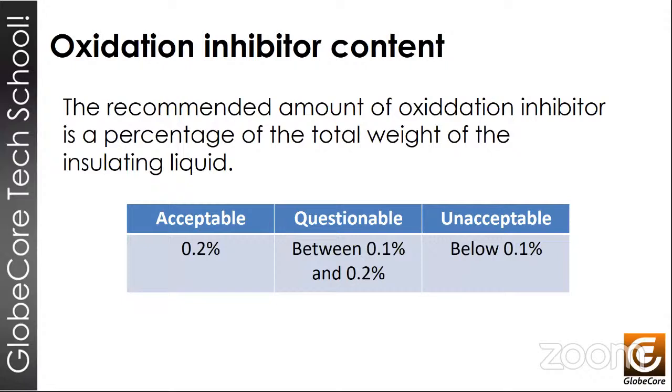And remember that we calculate the amount of inhibitor based on the weight of the oil. It's important to remember that the density of the oil is close to, say, 0.87. So the weight of 100 liters of oil is approximately 87 kilograms or so. Next slide, please.